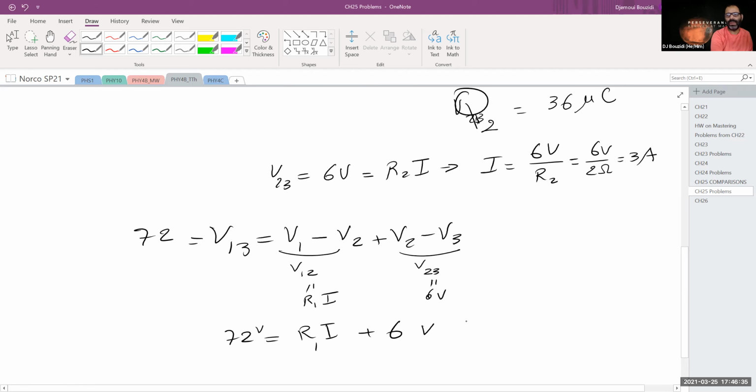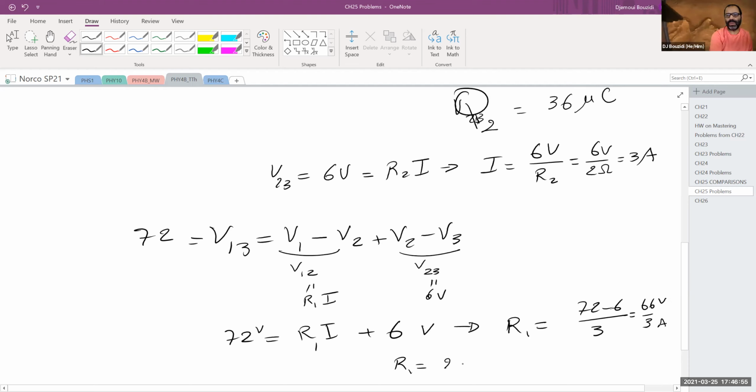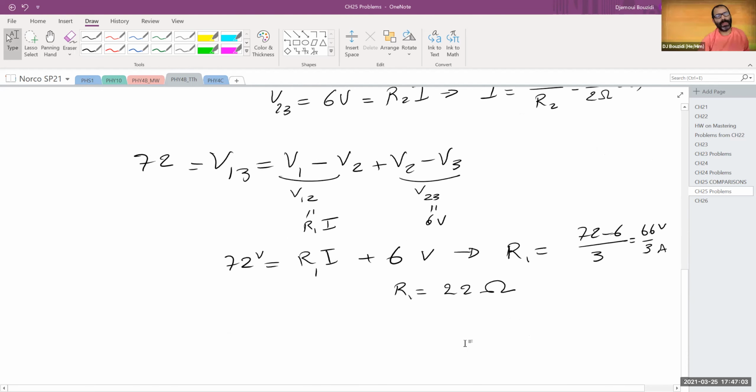So this is in volts, by the way. So that gives me the value of R1 being 72 minus 6 divided by the current, and the current is 3 amps. So this is 66 divided by 3, and the answer for R1 is, again, this is in volts, this is in amps, and the answer is going to be in ohms. So it's 22 ohms. Okay. So this is basically, in a nutshell, how this problem works.